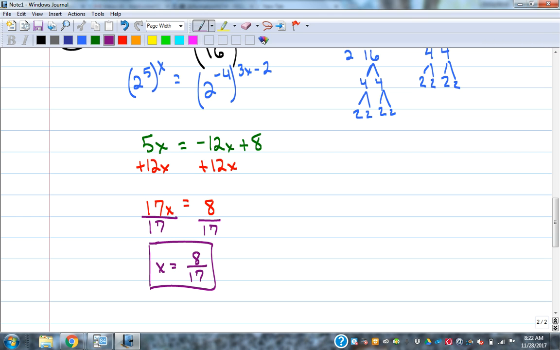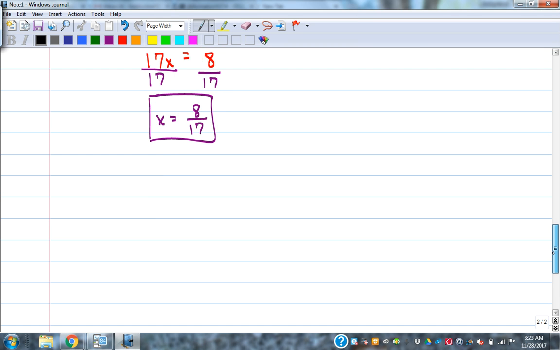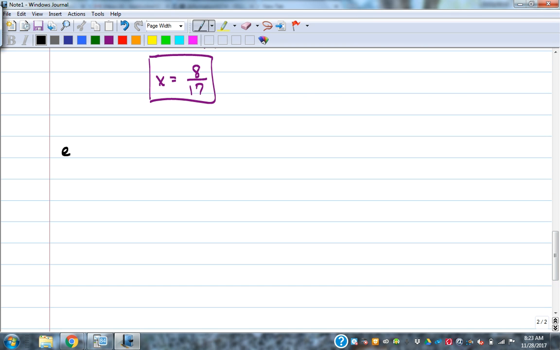Now, if you can get the bases the same, that's how you need to do it. What happens when we have a number that the bases can't be done that way with? That's where the logarithms come in. Okay, so still an exponential equation, but we got 4 to the x equals 11. Something real basic. Not a whole lot going on there.